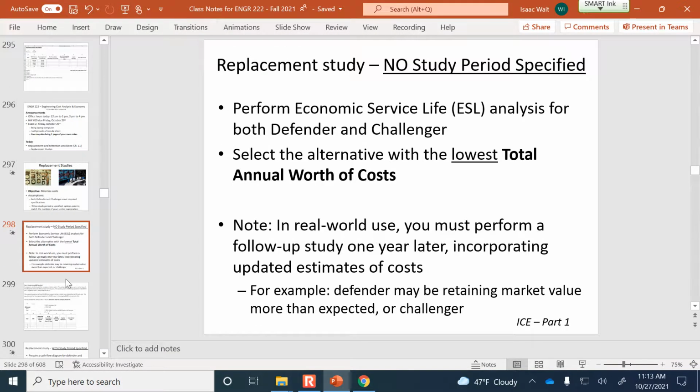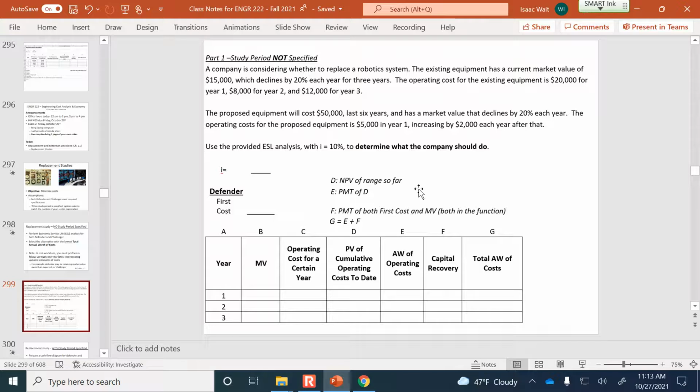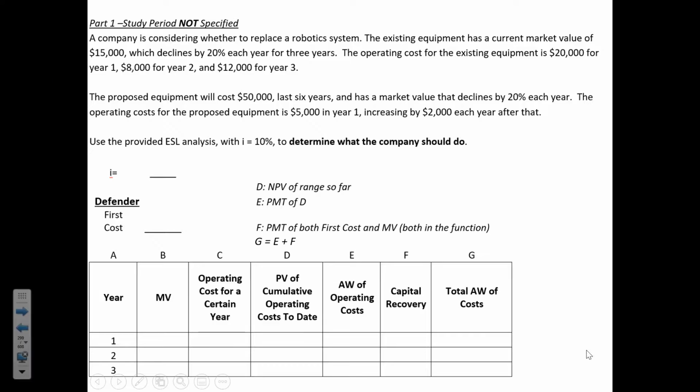All right, well, let's take a look at the in-class exercise for today. This is in-class exercise 28. We're going to do the same economic service life analysis that we did on Monday, but we're going to do it for two options. We're going to do it for the Defender and for the Challenger. So let's read through here in words these two choices that we've got.